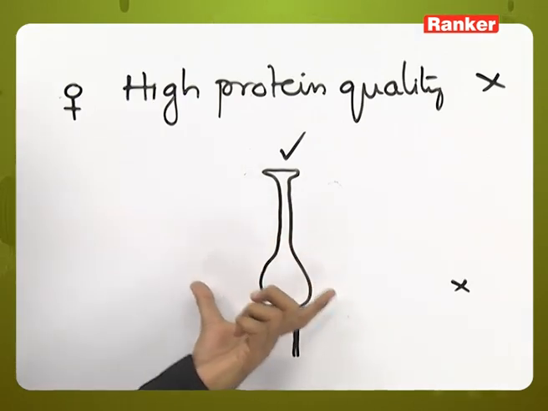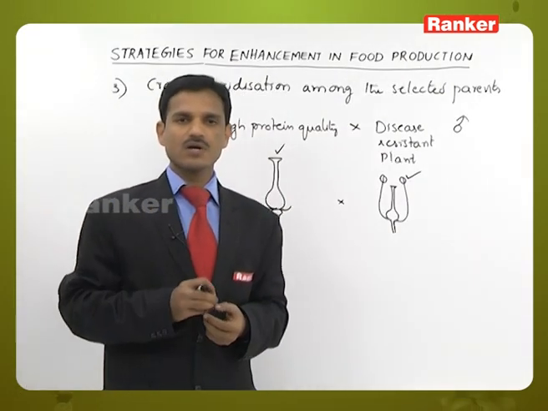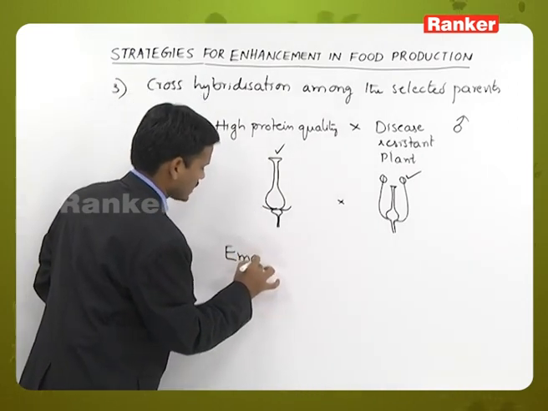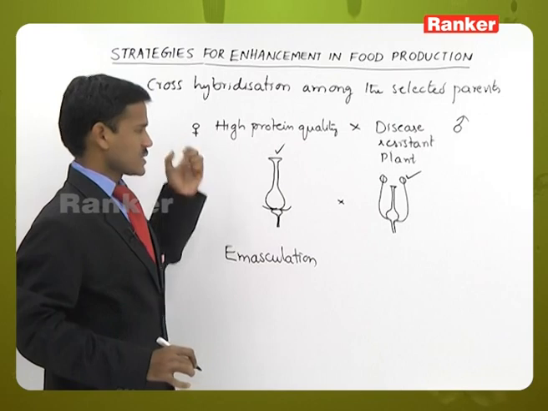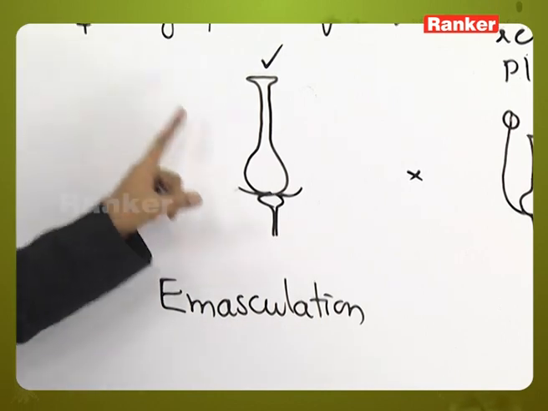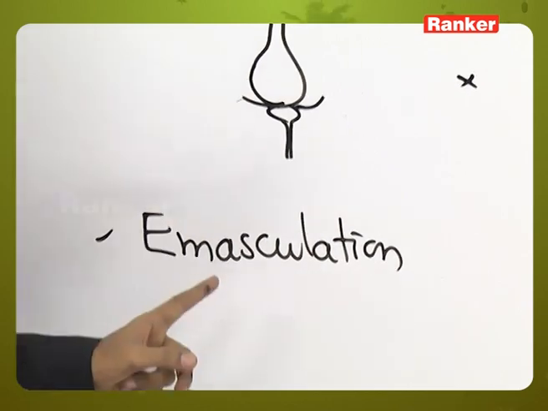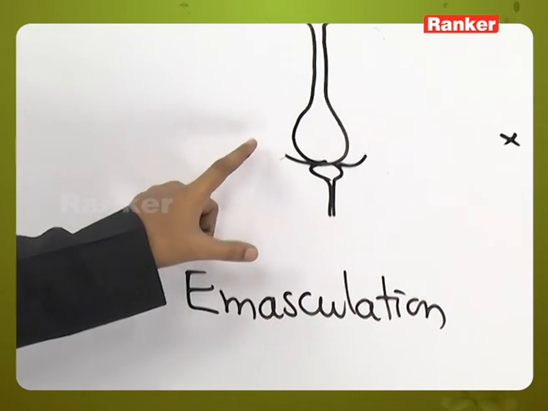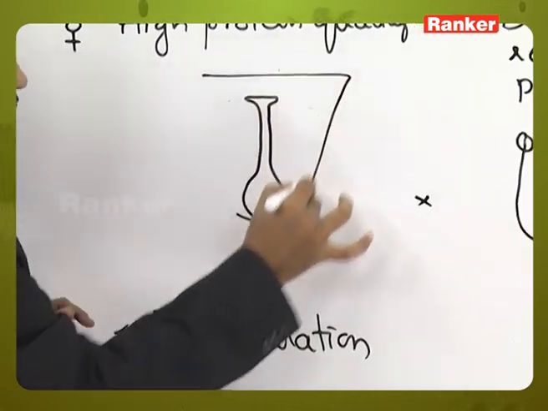After the removal of anthers, the flower has only the female sexual organ. This step is called emasculation: the removal of anthers or stamens from the flowers of the female parent. After emasculation, the flower is completely covered with a bag.